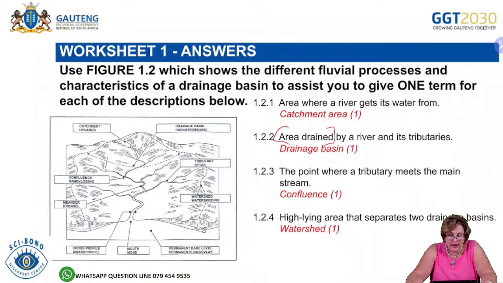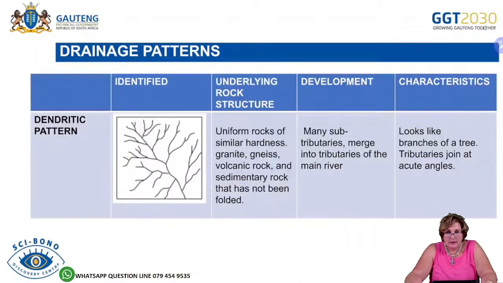A high-lying area that separates two drainage basins is a watershed, and where a small river flows into a big river is a tributary. And there you can even see in that diagram, there are lots of answers that can guide you to these answers.